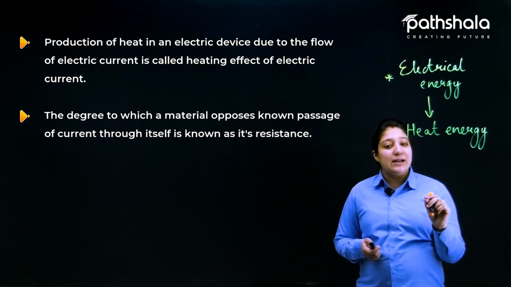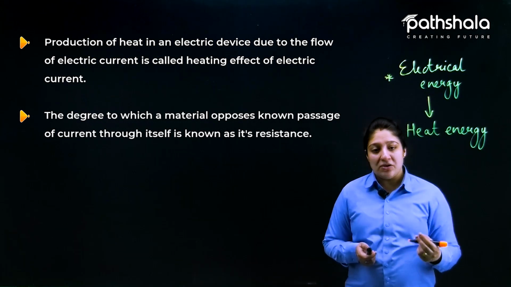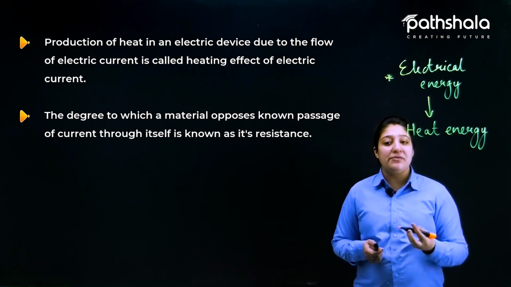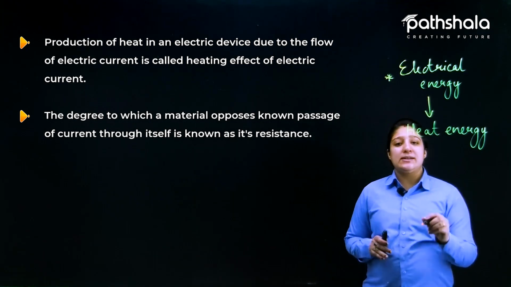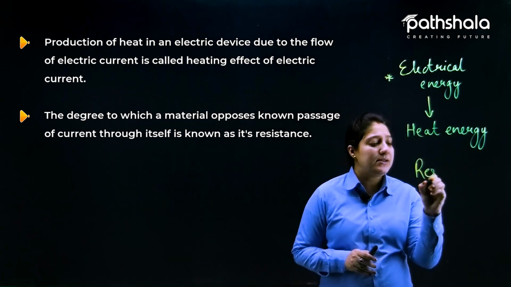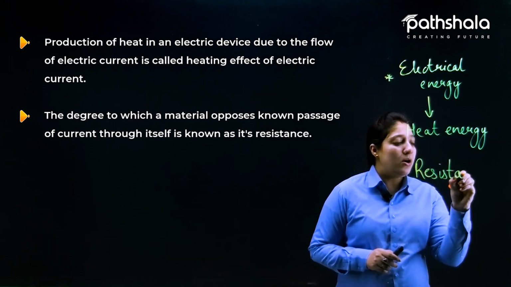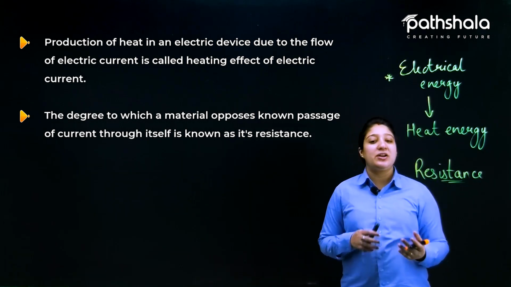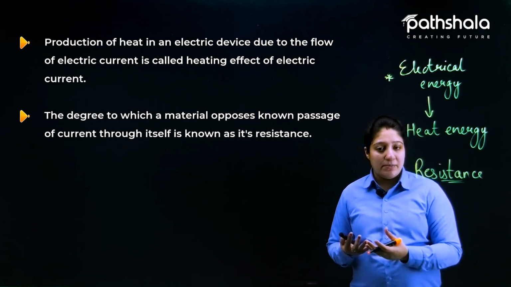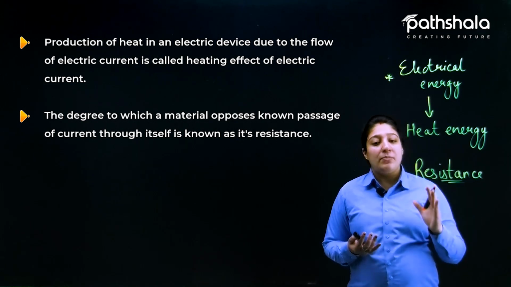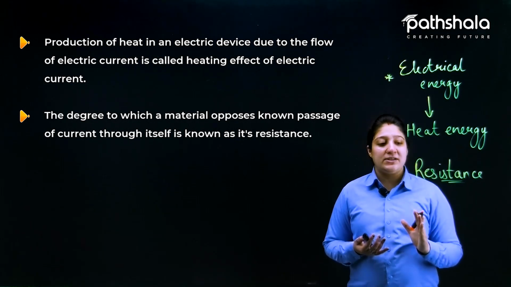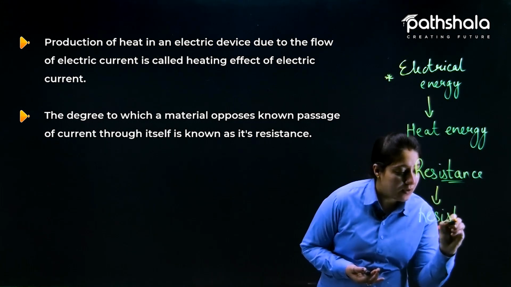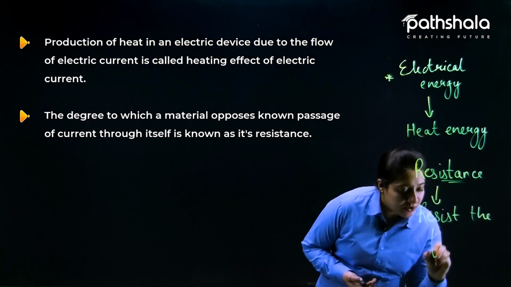Now this basically depends on the resistance of the material which is connected in the devices. Now what is resistance exactly? Resistance is the capability or degree of the material used in the electrical appliances to stop or resist the flow of electricity. That is, just to resist the flow of charges.